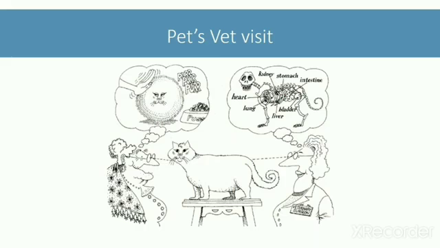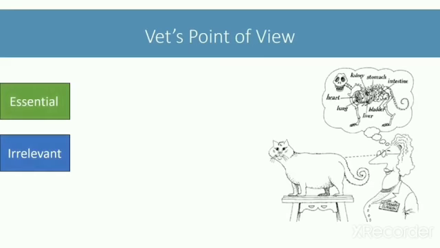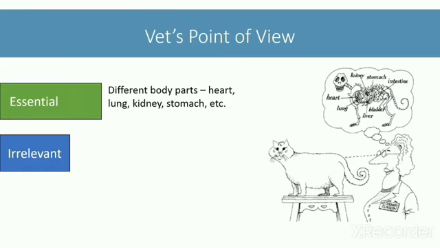Consider this example where a lady has brought her pet cat to a vet for treatment. Let's see the cat from the vet's point of view. What are the essential features of a cat for the vet? Vet's objective is to examine the cat and diagnose any health issues the cat is having. So for the vet, the essential thing is the body structure of the cat. Vet is interested in different body parts of the cat like heart, lungs, stomach, kidney, intestine, liver, bladder, to ensure everything is functioning perfectly and the cat is healthy.